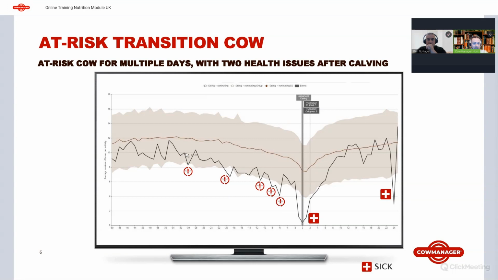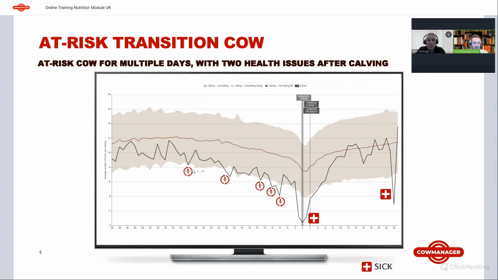So what happens, and it's a bit simplified, the exact algorithm is a bit more complicated than how I explain it, but the way I explain it is the only way I understand it myself. Two things need to happen at the same time. First of all, this individual cow needs to have a decline in her own eating and rumination time, plus she needs to get below the lower standard deviation of the group.